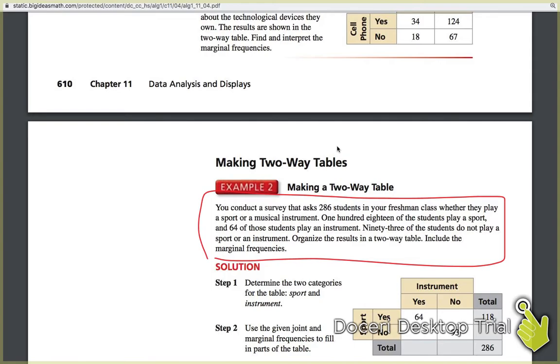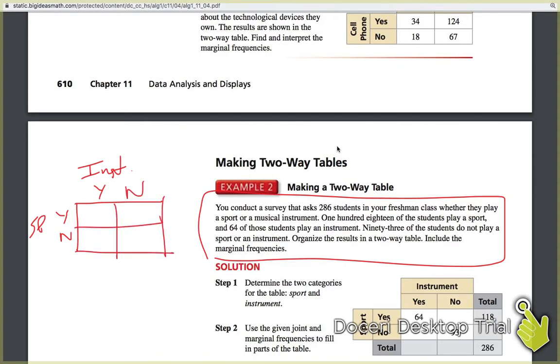it says you conduct a survey that asks 286 students in your freshman class whether they play a sport or musical instrument. Okay, sport or musical instrument. That's what you're asking. So one side is going to be the sport, sport yes or no. And the other is going to be instrument, yes or no. So we can create a two-way table out of it. Okay, and I know it has it down below, but we're going to recreate it here because that one's kind of hidden anyway.